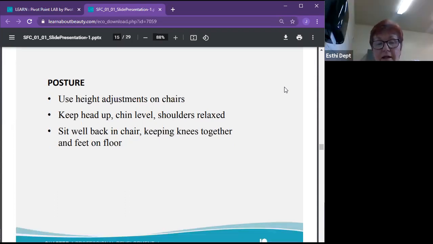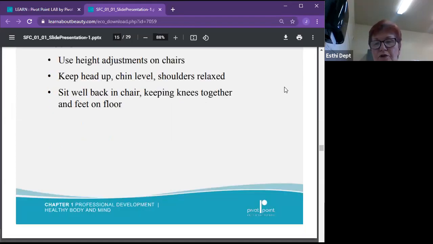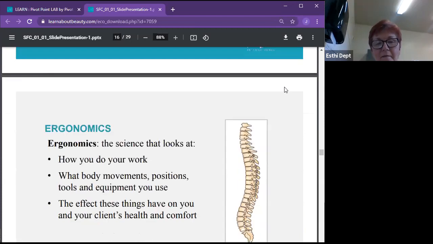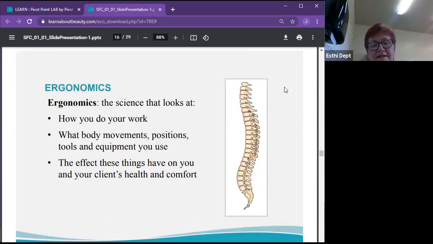Okay. Everyone always gets this word or the definition of it wrong. Okay. Basically, it's the science that deals with how you do your work, what body movements or positions or tools and the equipment that you use. Okay. And the effect that these things have on your body. Okay. For your health and comfort.